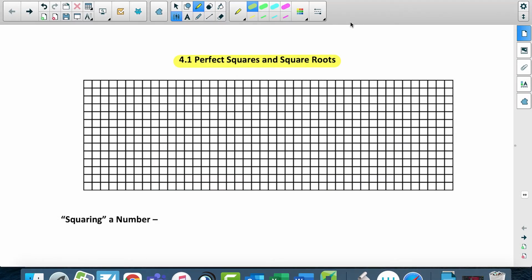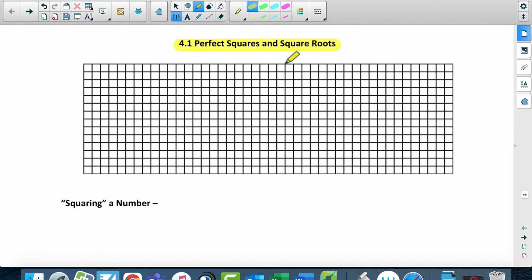So we're going to start a new chapter. We're going to be talking about square roots and cube roots and perfect squares and perfect cubes and Pythagorean theorem. That's basically what the whole chapter is about. So today we're starting with perfect squares and square roots.